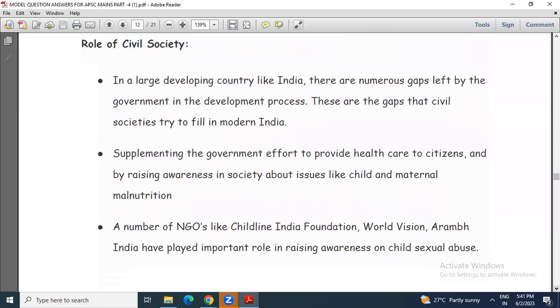Now, what are the roles of civil society? These are the tasks that they perform. Now the role.